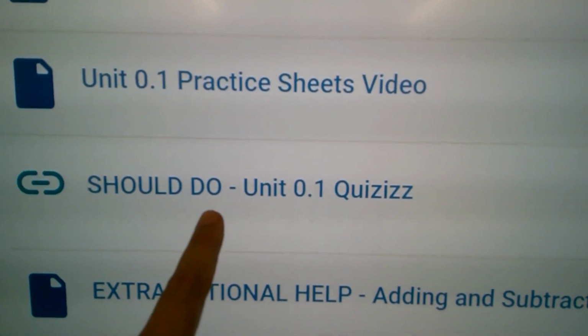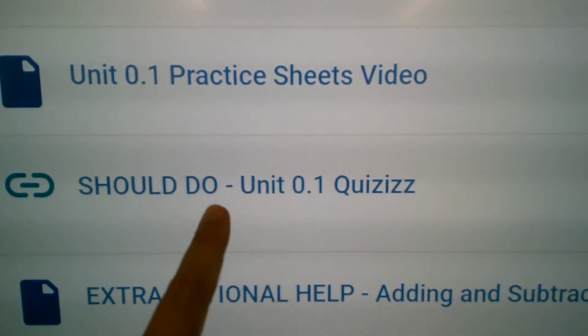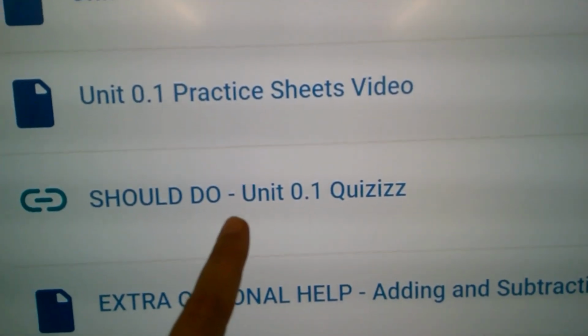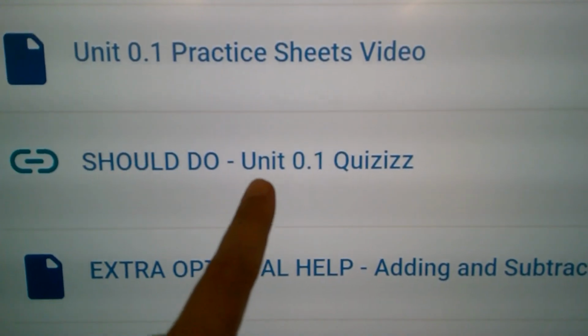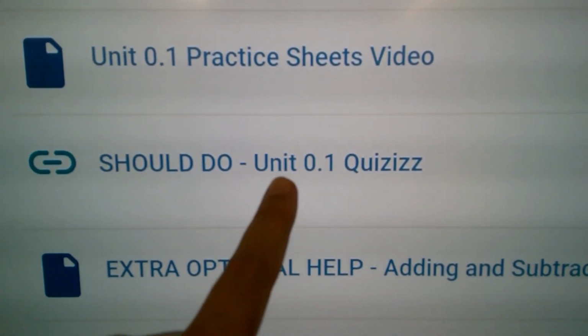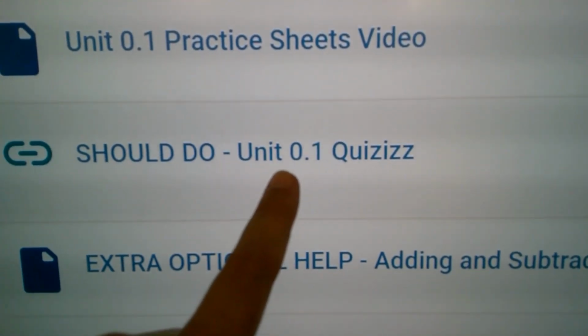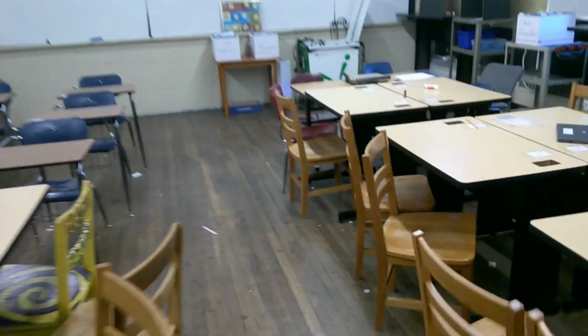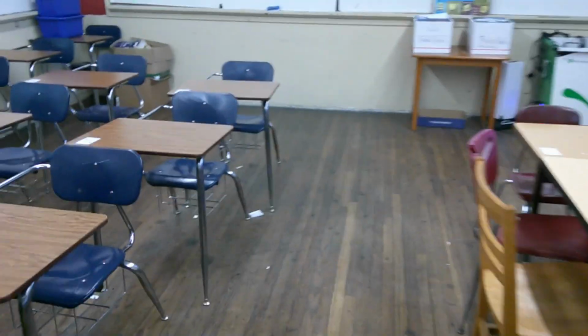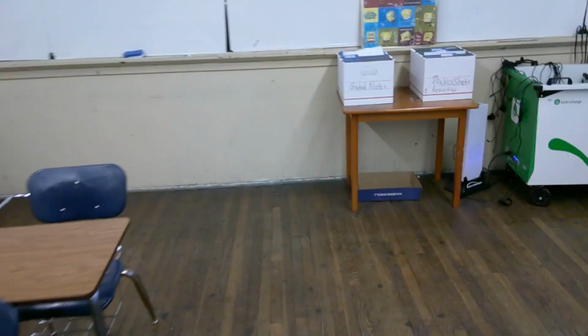Here's a quiz that is completely optional, but you can retake it as many times as you want to figure out if you understand the content. And if you get it wrong, it tells you the right answer, so you can figure out what you did wrong. And when you are 100% ready, then you take your practice sheet that has your name and date and period on it. Name, date, period. Make sure it's on the practice sheet.